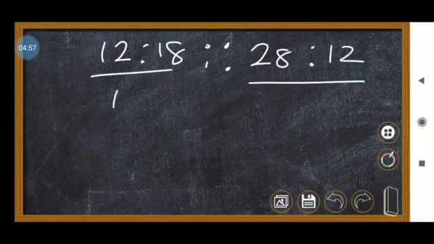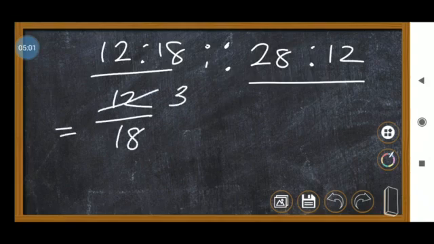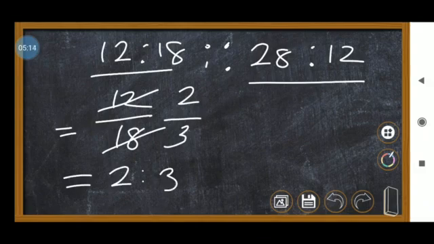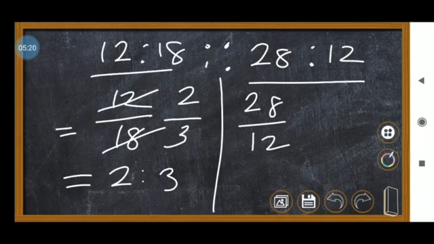12 divided by 18. 3 4s are 12, it will not divide, so I will cancel this one. 2 6s are 12, 3 6s are 18, so 2 divided by 3, that means 2 is to 3. Second case: 28 divided by 12, so we have to cancel it.